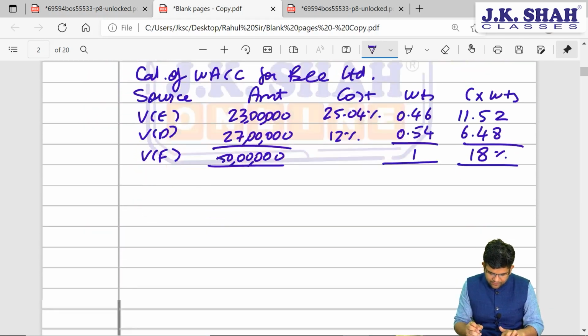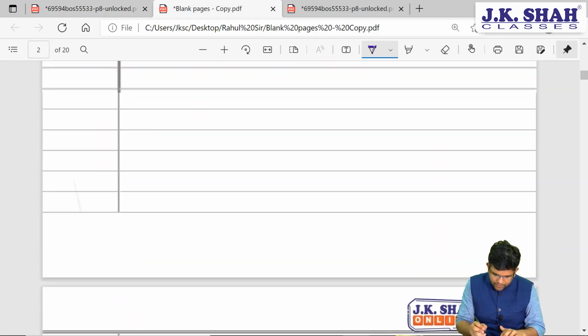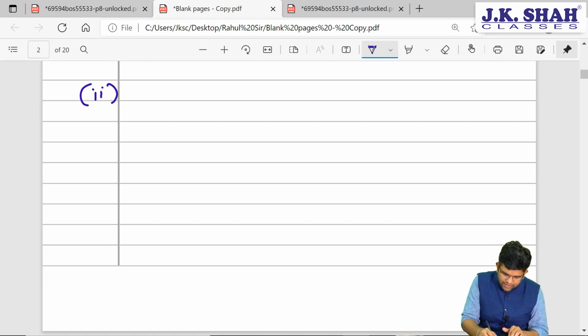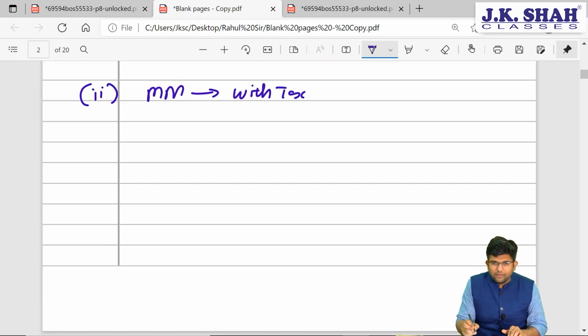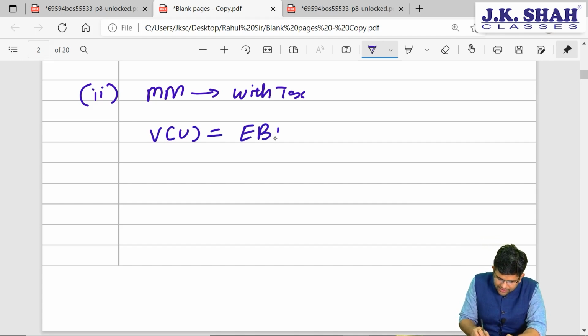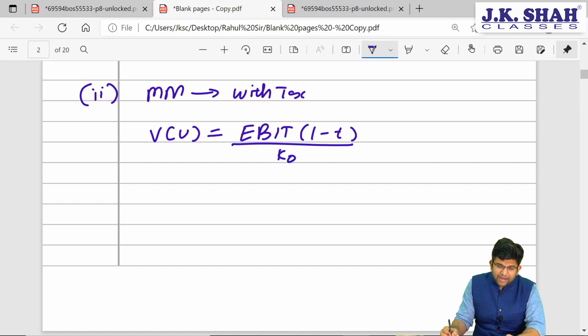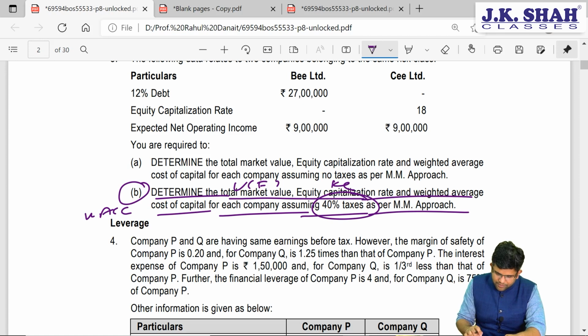So students, when I write down here point number 2, I should tell you that when it is with tax, then they say that the value of the unlevered firm, unlevered meaning the firm in which there is no debt, should be EBIT (1 minus T) upon KO. Everyone clear? EBIT (1 minus T) upon KO. Now here the unlevered firm is which company? B or C? Correct, C is the unlevered company.